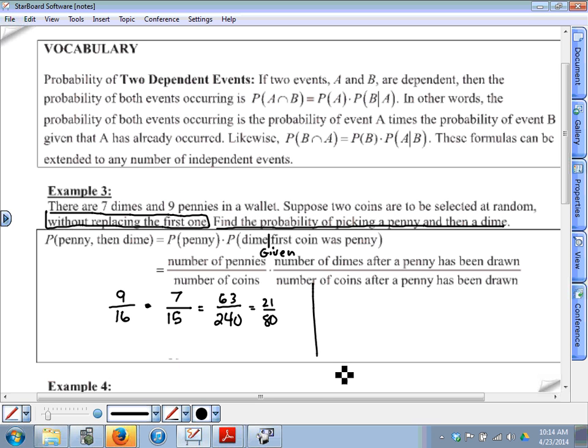I want you to put a line down here, split this. I want you to do one more probability. Find the probability of a dime and then a dime. What's the probability of choosing a dime and then another dime? Again, this is without replacement. Replacement does not occur.